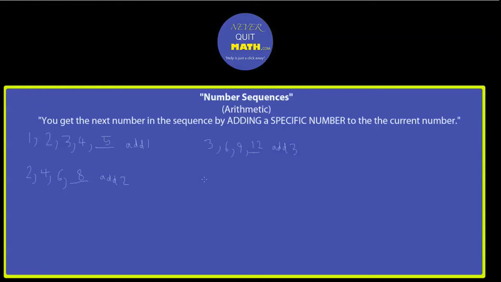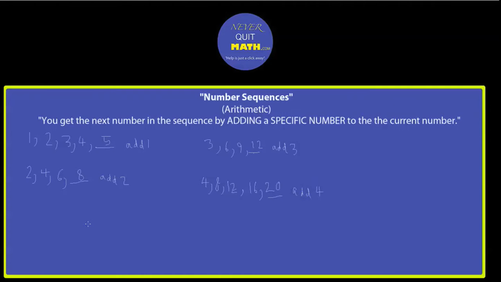Let's try another one. 4, 8, 12, and 16. And of course, we can guess the next one is going to be 20. Right? This sequence is basically adding 4. Alright? So now that we got the basic idea of it, let's look at the general form of a sequence.